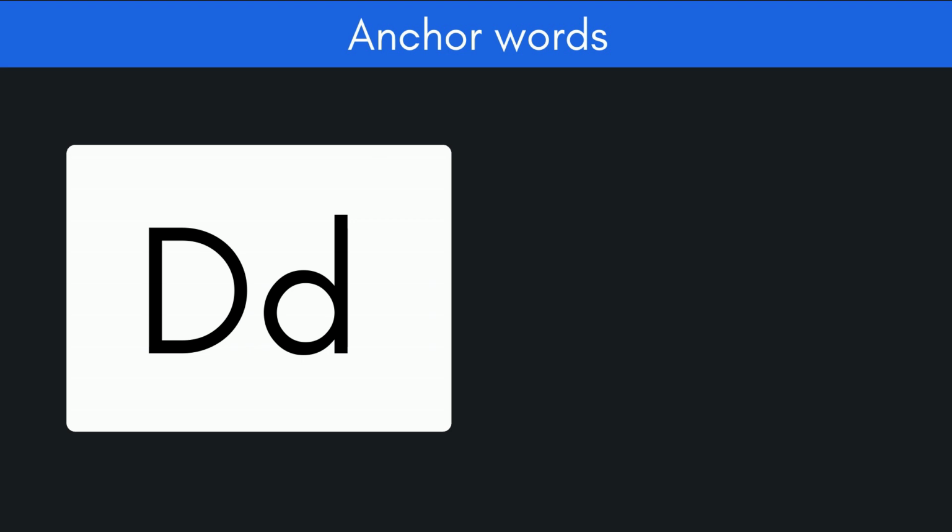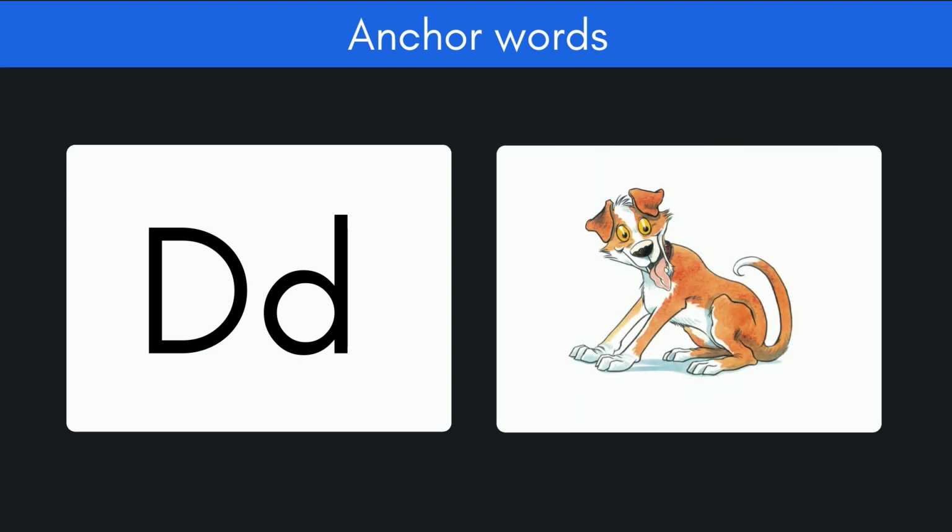Some of the consonants are straightforward. For example, how is this letter pronounced? I would say d. And in the early stages, the children would call it dog. In the same way as with the vowels, the children would continue calling it dog until they don't need to use the anchor word to help them.